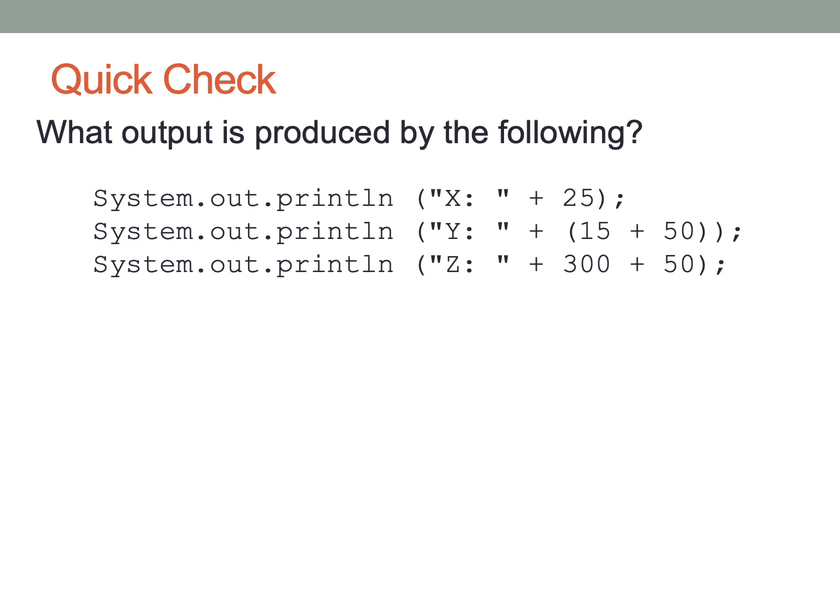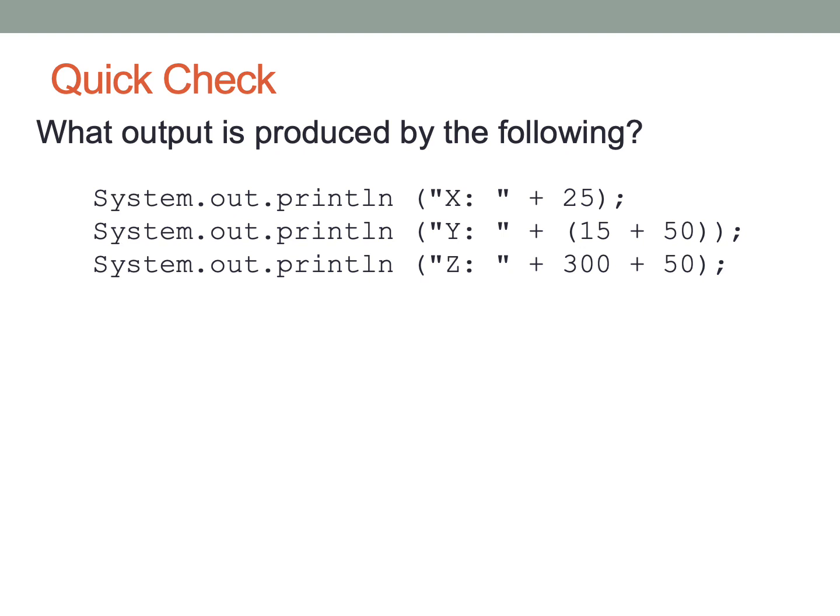Let's try this. What output is produced by the following? The first one, we have "x" plus 25, so that is a string concatenation because we have one string and one number. The second one, we have "y" and then in parentheses 15 plus 50, so that will be done first. The calculation will get 65, then only it will do the string concatenation with y. So at that part, we will get y65.